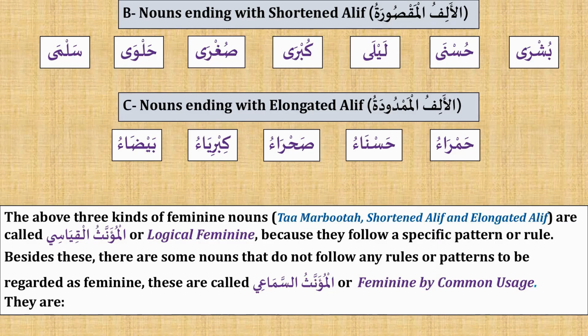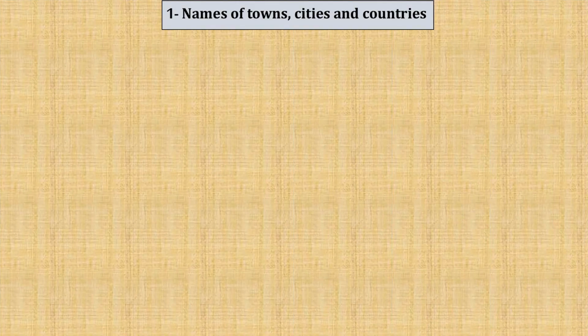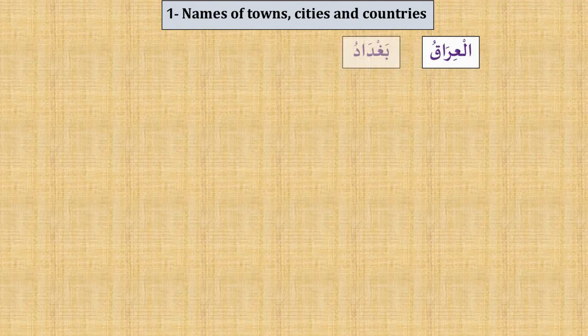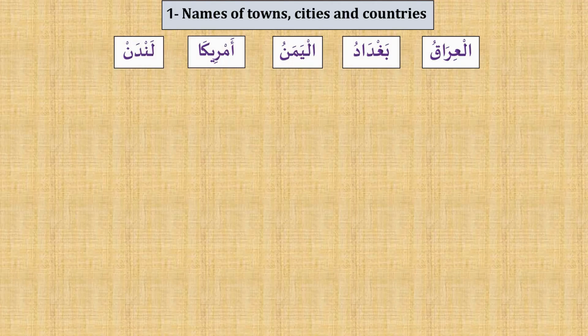Besides this, there are some nouns that do not follow any rules or patterns to be regarded as feminine. These are called al-Muannath al-Sama'i, or feminine by common usage. They are: first, names of towns, cities, and countries. Without exceptions, they are all feminines. All the names of towns, cities, or countries. Al-Iraq, Baghdad, Al-Yemen, America, and London.